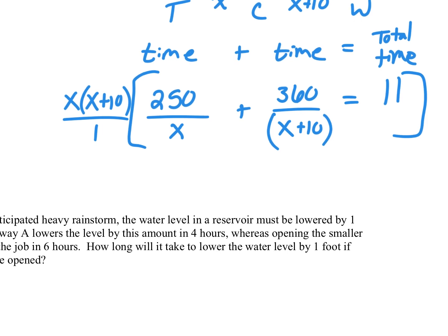So when we distribute, change colors, through the first term, you can see the x's will cancel. So we're left with 250 times x plus 10. Is everyone okay if we distribute that as we go?